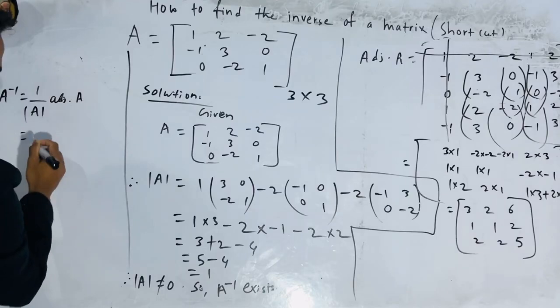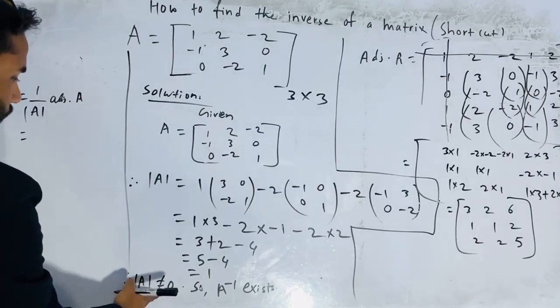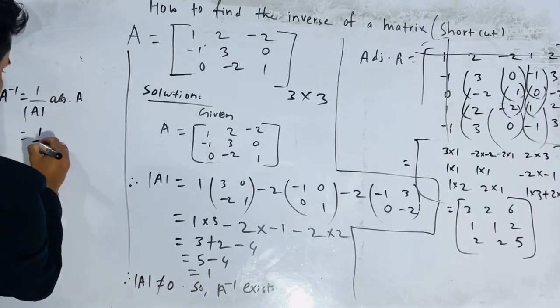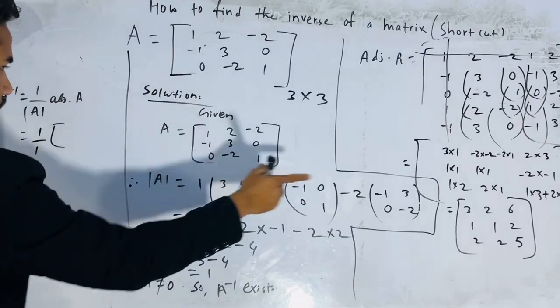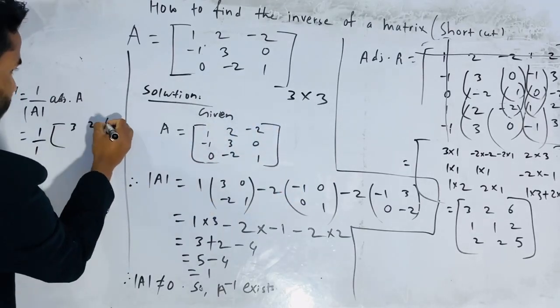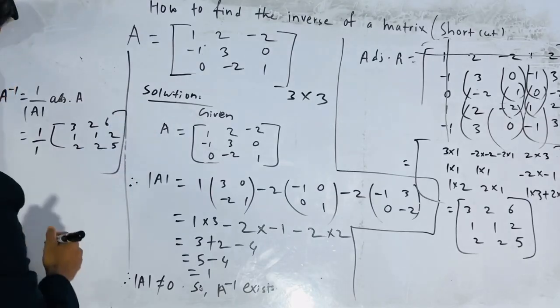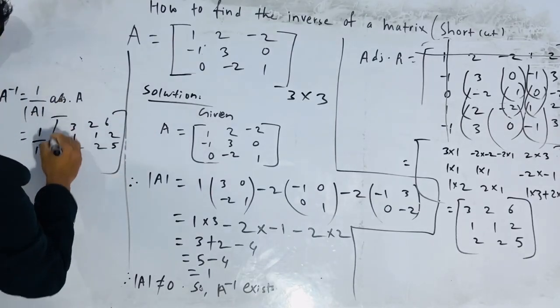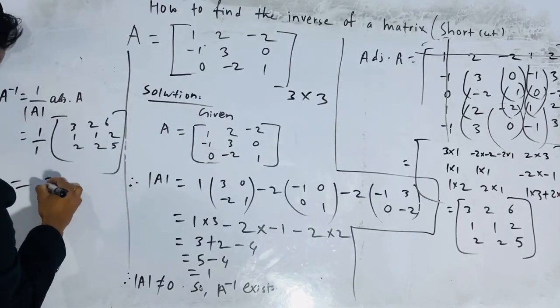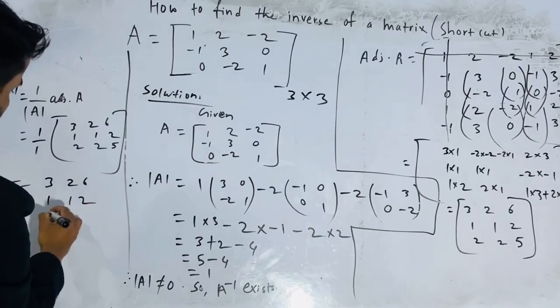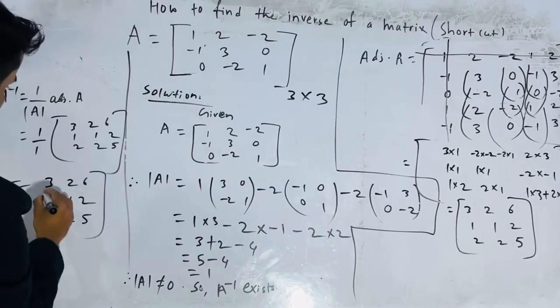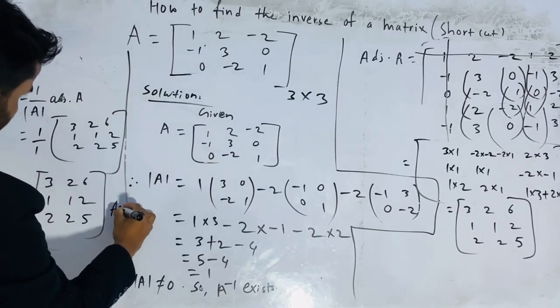So what will we write here? What was the value of determinant A? Determinant A was 1, so 1 by 1. And what was the adjoint matrix? 3, 2, 6, 1, 1, 2, 2, 2, 5. So now let's solve it, and you'll get the same adjoint matrix: 3, 2, 6, 1, 1, 2, 2, 2, 5. So this is our inverse matrix, and this is exactly our answer.